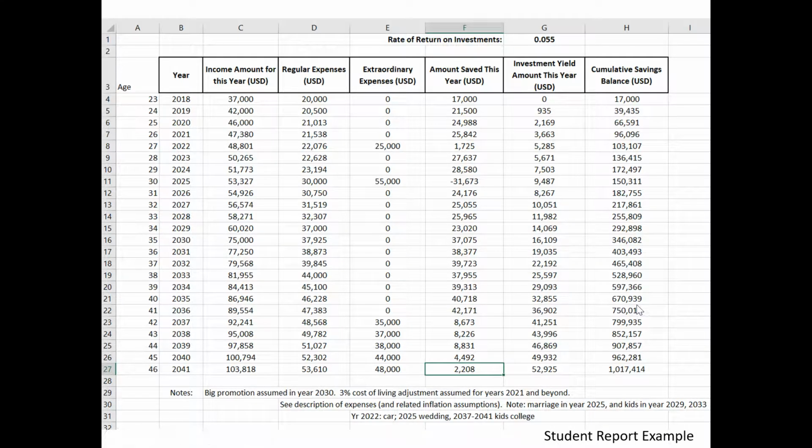So in the write-up, in your report, you're explaining things like how you are assuming the income is growing, and what years you assume there's a promotion. It looks like some of these years, see these odd numbers here, 48,801, 50,265. That's probably the 3% cost of living adjustment. So it's just a 3% increase. But then when it jumps from $60,020 to $75,000, that's most likely the person is assuming that they got a raise that's tied to a promotion.